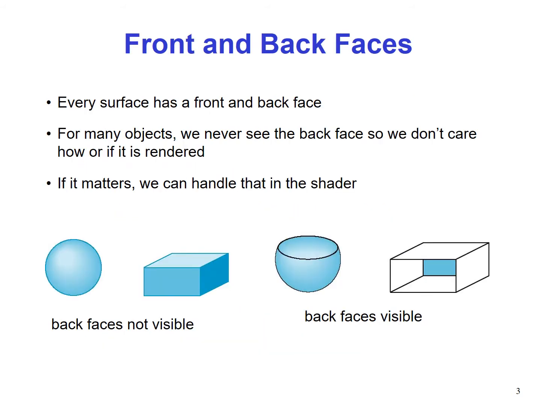There is also the concept of front and back faces in computer graphics. When we define a polygon, it has a front face and a back face. For many objects, we never see the back face, so we don't care how or if it is rendered. Such as spheres, the back faces are not visible because they are enclosed, and in a fully enclosed cube, we do not see the back faces at all. But if one of the faces of the cube is missing, we would be able to see the back face of the polygon on the other side. And now we need to decide whether or not this should be visible.